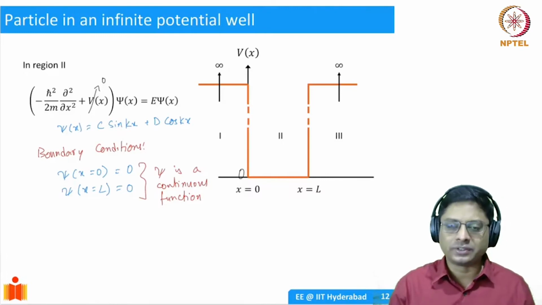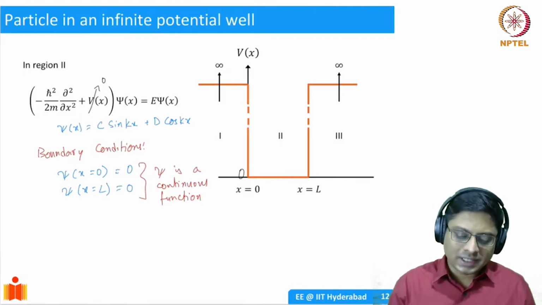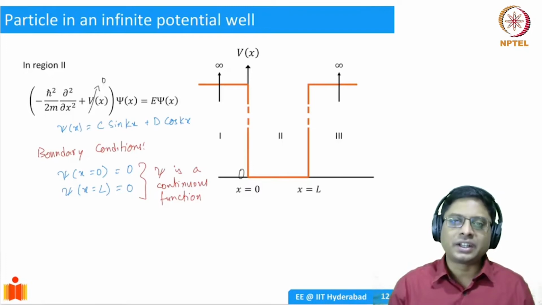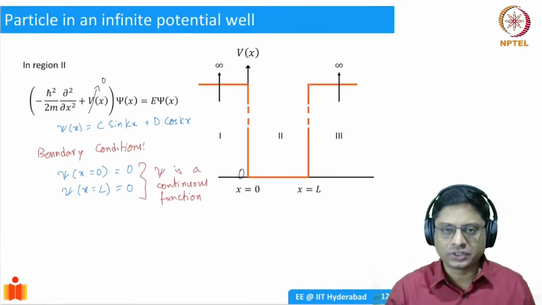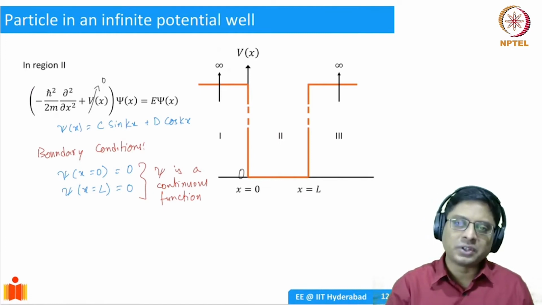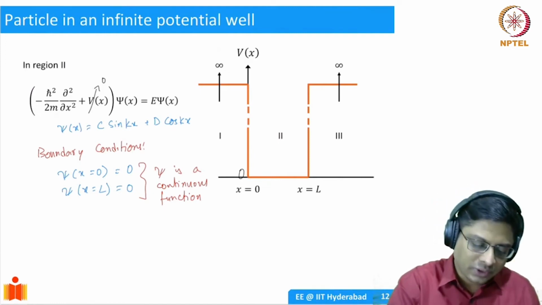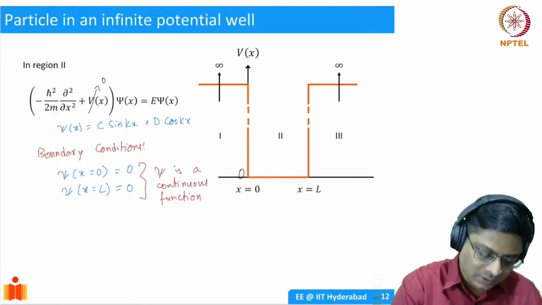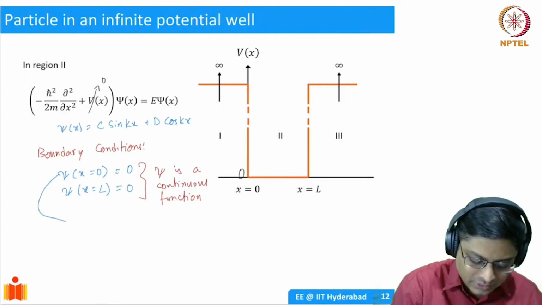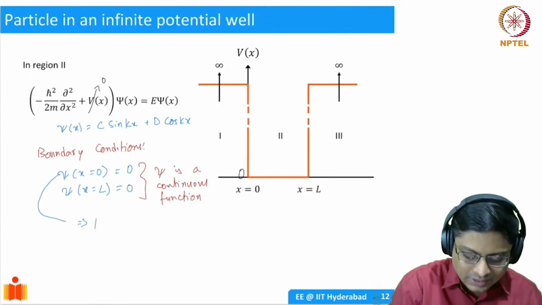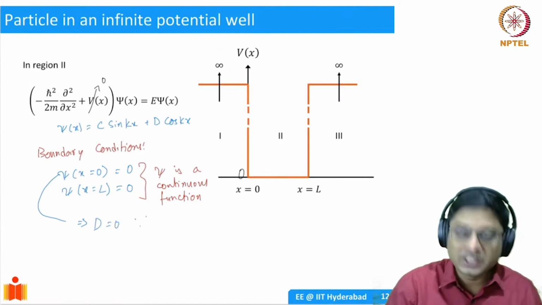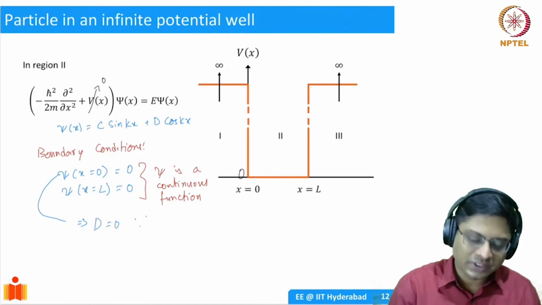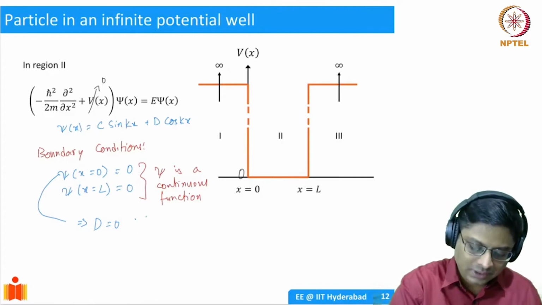Because if you have cos dependence in the wave function, then at x equal to 0 it cannot go to 0 at all, right? Because cos 0 is 1, so it will always be non-zero at x equal to 0. So because of this boundary condition, it implies d equal to 0. Because if d is not 0, psi will be non-zero. That's why d equal to 0.